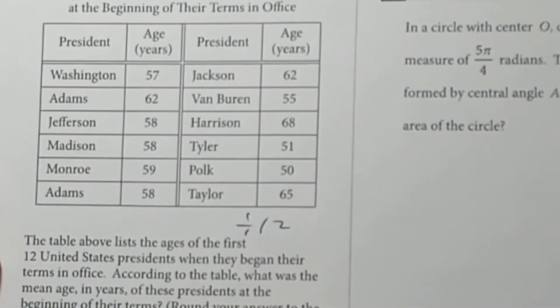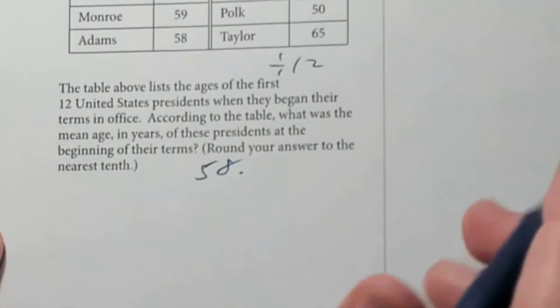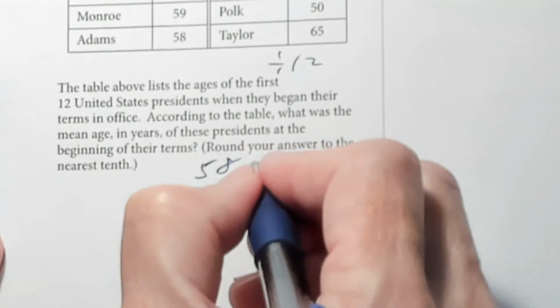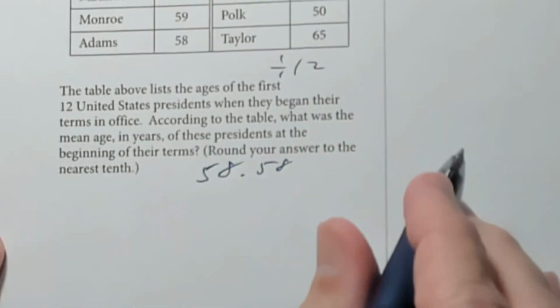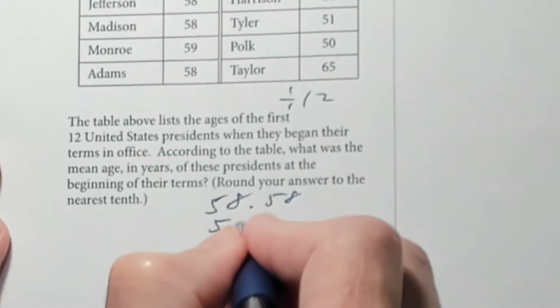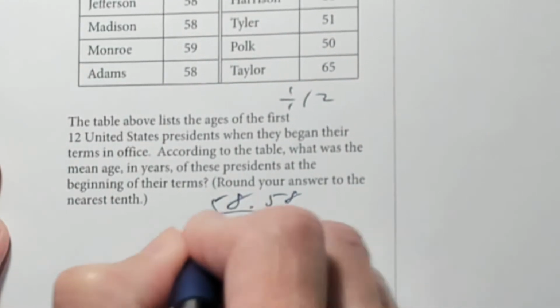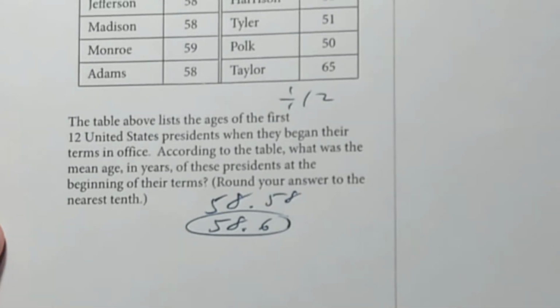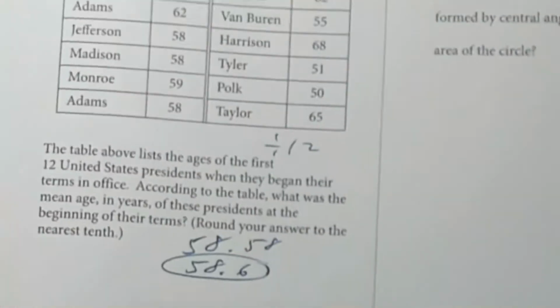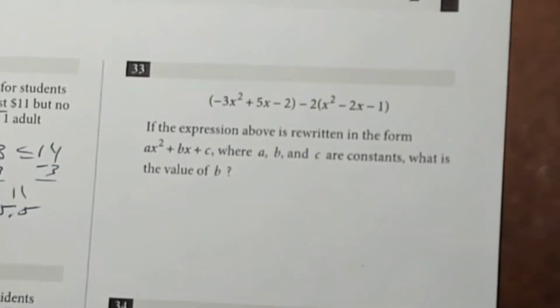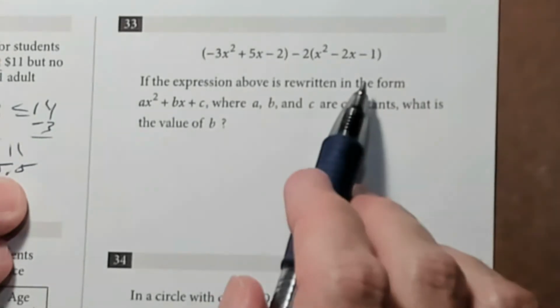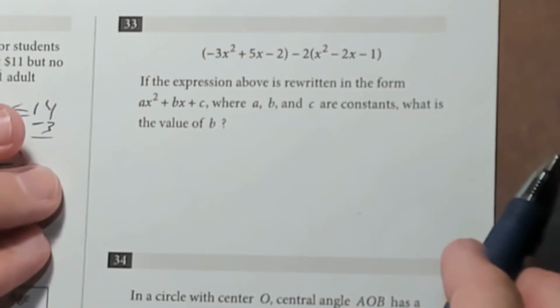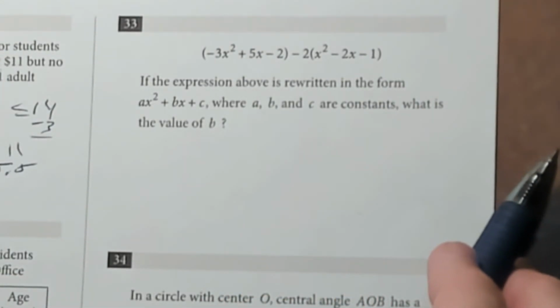I got 58.58. And on the SAT, though, you're going to do 58.6 because you have to round it when you're doing these fill-ins. Okay, 33. Try to do this yourself at first.